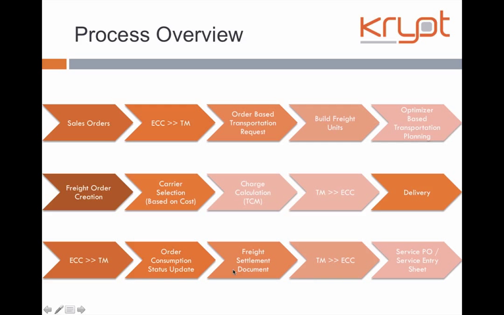The final step in the process is to create a freight settlement document from the TM system. The freight settlement document would then be transferred to the ECC system, and a service purchase order and a service entry sheet would be created in the ECC system. And then, similarly, just like the delivery, the service PO and service entry sheet document numbers from ECC would come back and confirm. There would be a confirmation in the TM system showing you the doc numbers in the document flow.